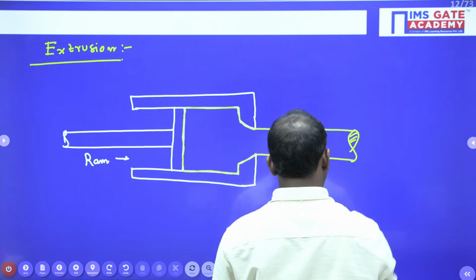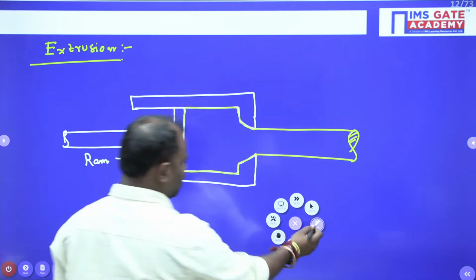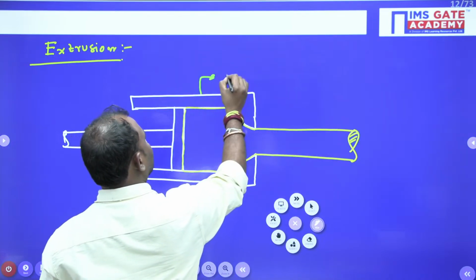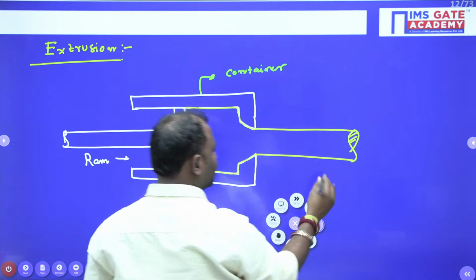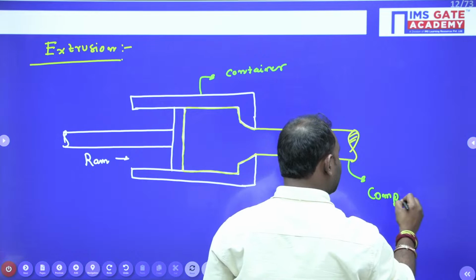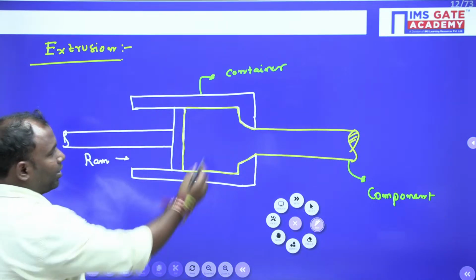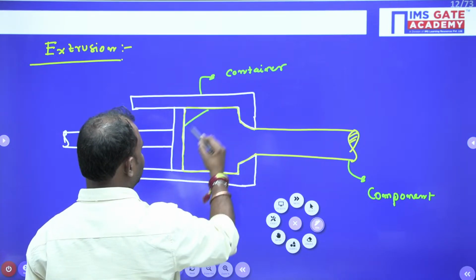All right, guys. Now here it is the extrusion process. Now let me give you a few pointers as well. This is a container, a closed container. Now this is the extruded product, the extruded component. Here it is the raw material placed inside the billet.